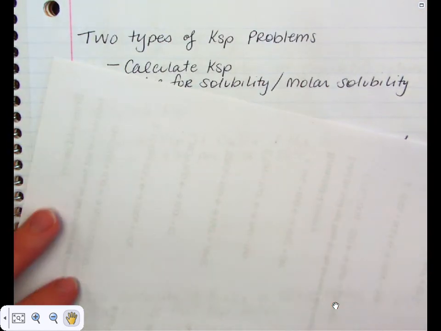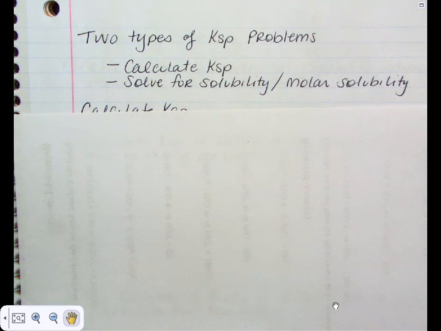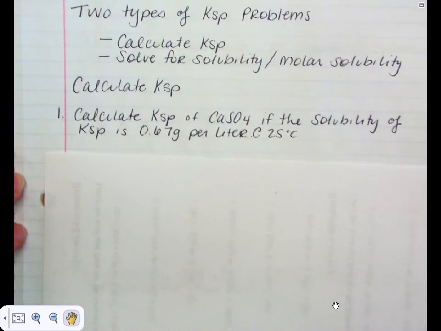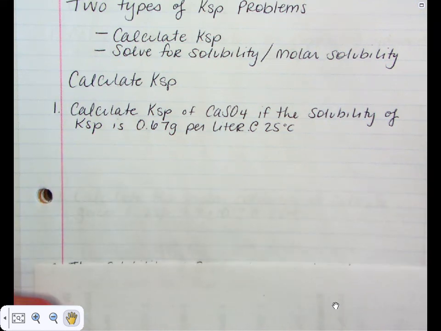All right, so again, two types of Ksp: calculating Ksp, and then solving for molar solubility. So let's do Ksp first. So let's look at our first problem here.